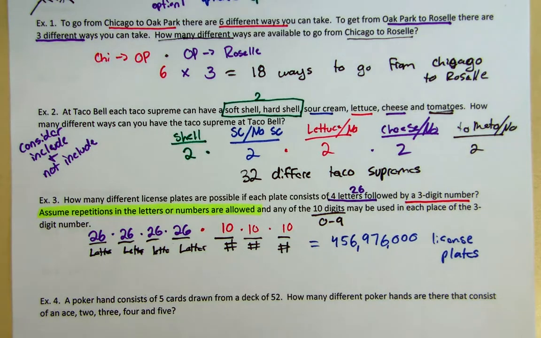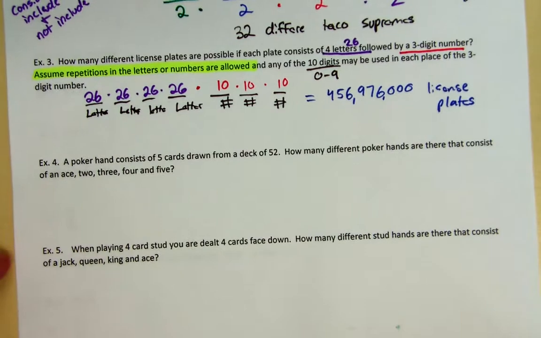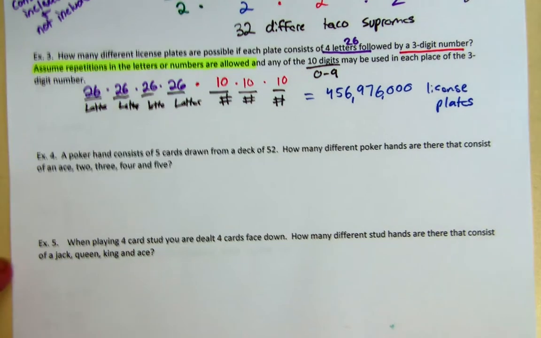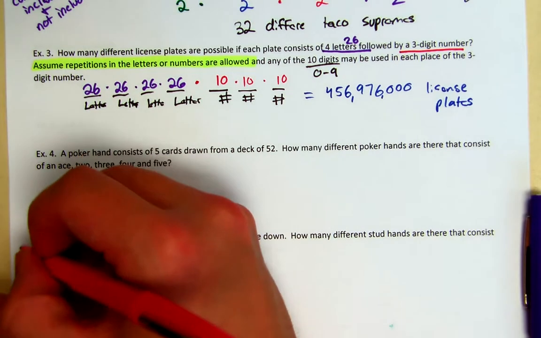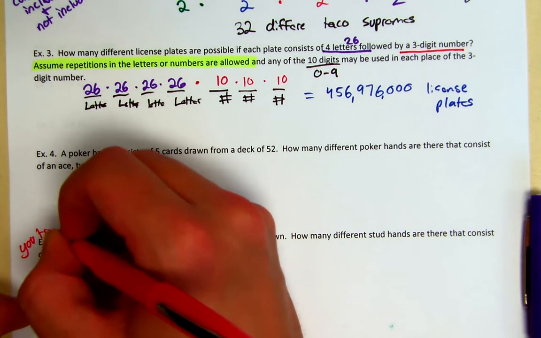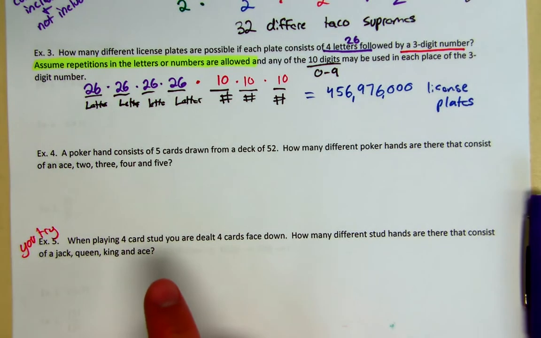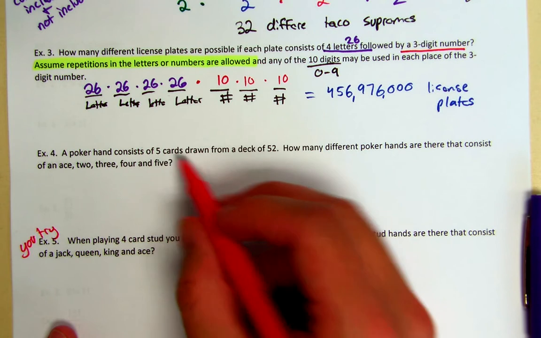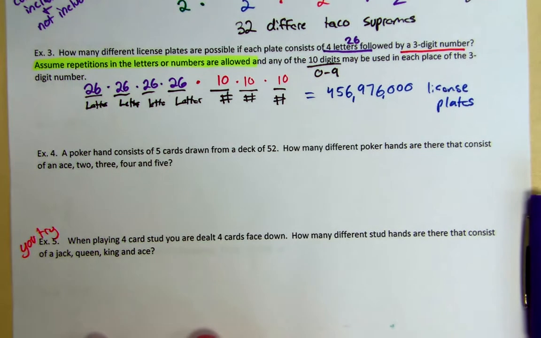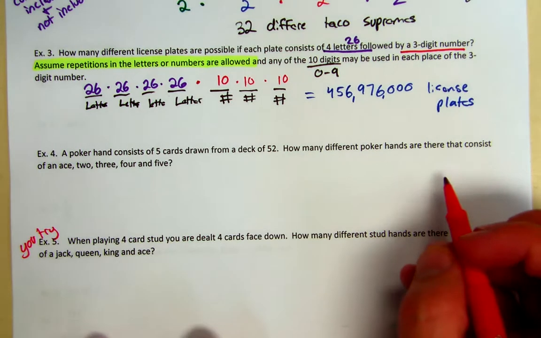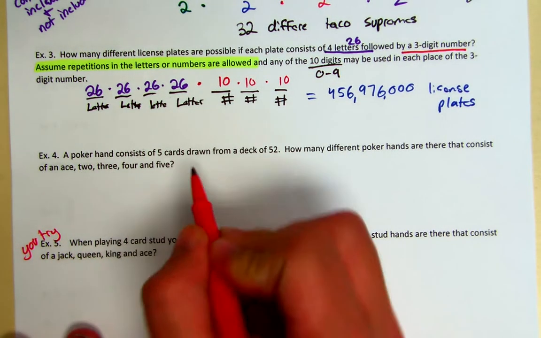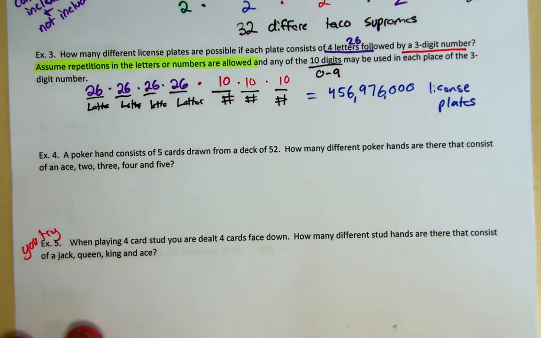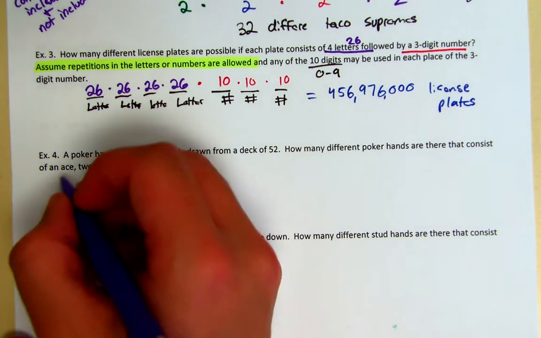Alright, so now let's talk about one more option, and then I'm going to have you try this last one on your own. For those of you who may not know decks of cards, we're going to talk a little bit about decks of cards here. A poker hand consists of 5 cards drawn from a deck of 52. How many different poker hands consist of an ace, 2, 3, 4, and 5? We need to know how many of each of these there are in a deck.